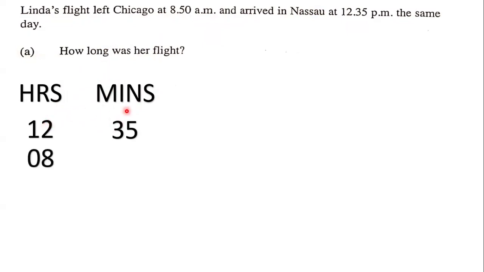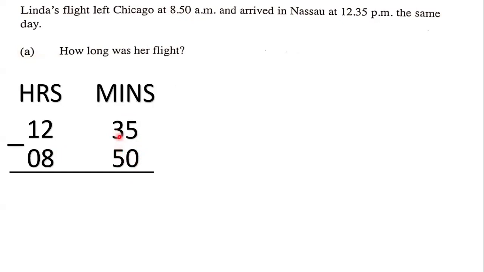And then we're going to put the time that the flight left Chicago, and we're going to put that at the bottom. So it's going to be 8 hours and 50 minutes. And so what we're going to do is we're actually going to subtract. And so we have 5 minus 0. 5 minus 0 is 5. And then we move on to 3 minus 5, and we cannot do that.